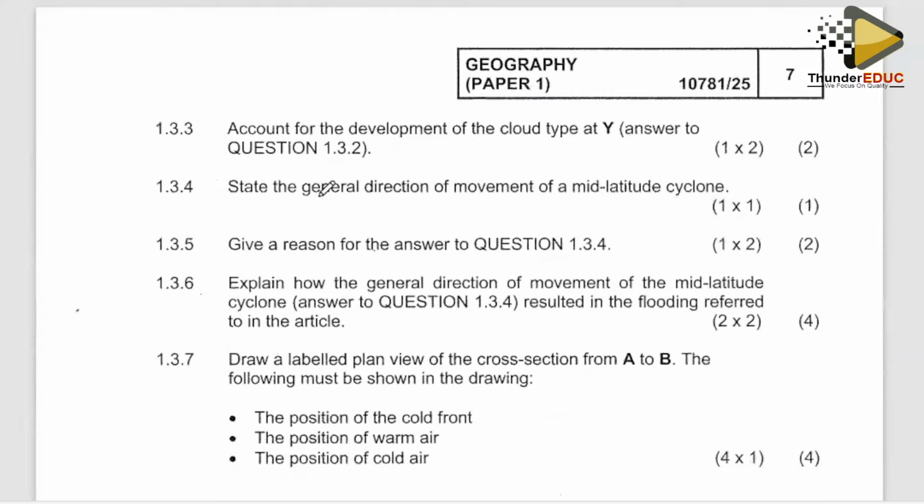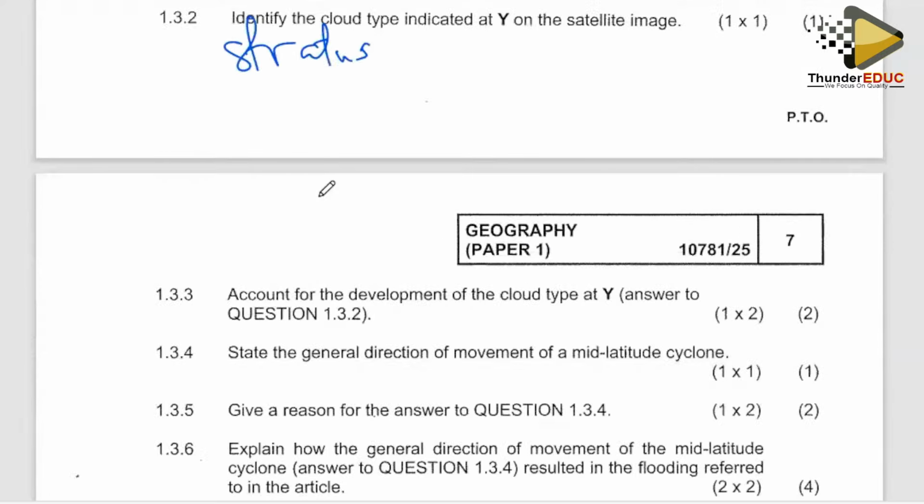Right. Then moving on to the next question. The next question is saying 1.3.3, state the general direction of movement of mid-latitude cyclones. You can use two descriptions of direction. You can say they move from west to east. That's the movement direction. Or you can say they move eastwards. It's one and the same thing. Moving eastwards, it means you're going to the east. Moving from west to east, again, you're going to the east. So that's the movement direction.